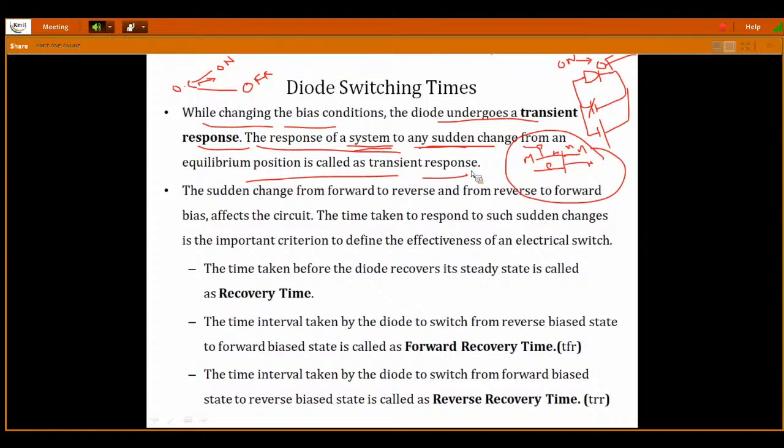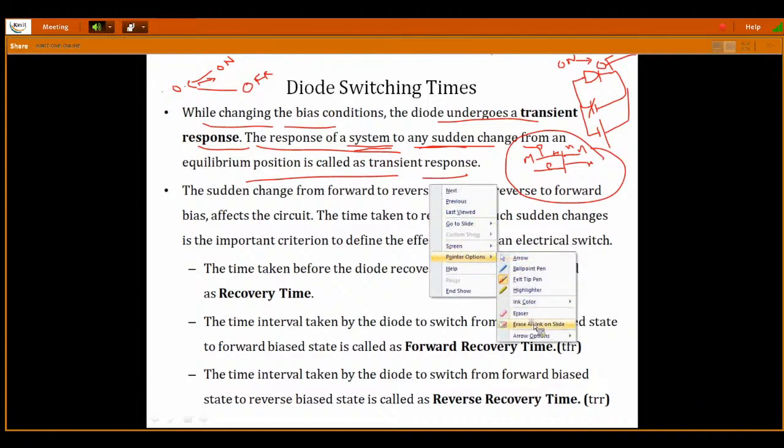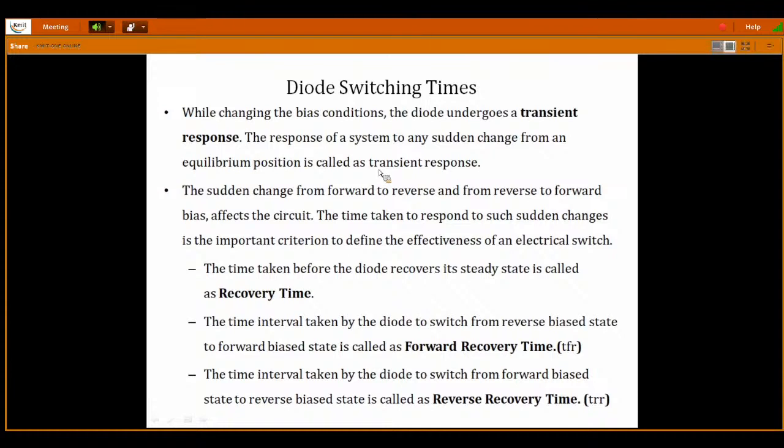I hope it is clear. I explained it four times. What is a transient response? The transient response is a sudden change from an equilibrium position to the other state. That means initially the diode will be in open circuit case. If suddenly we are moving this to the on state or to the off state, that response you are calling the transient response. Okay, now I will read the point here. The response of a system to any sudden change from an equilibrium position is called a transient response.